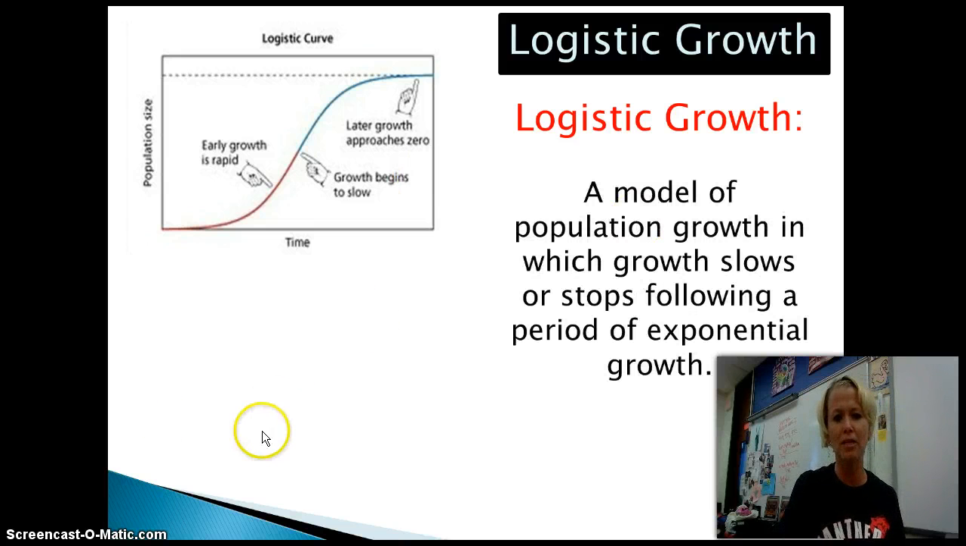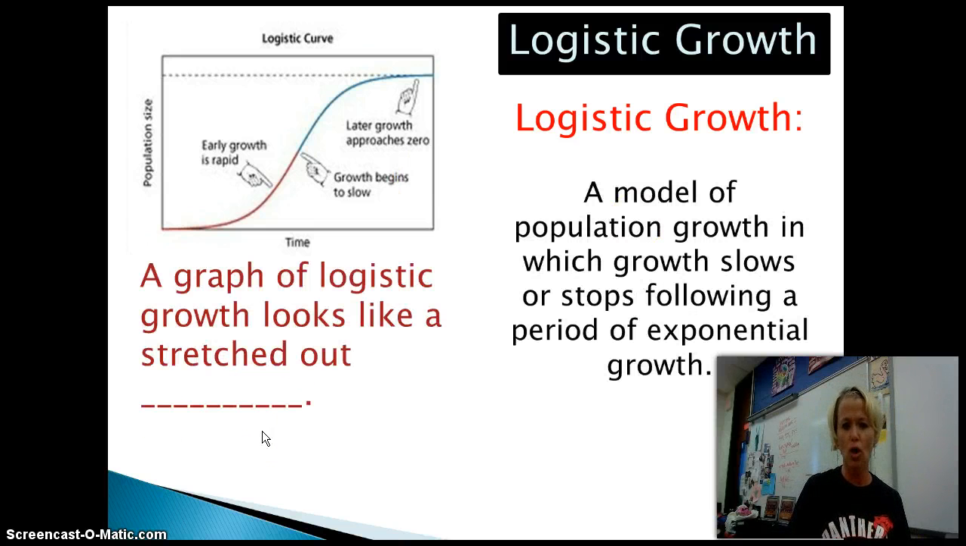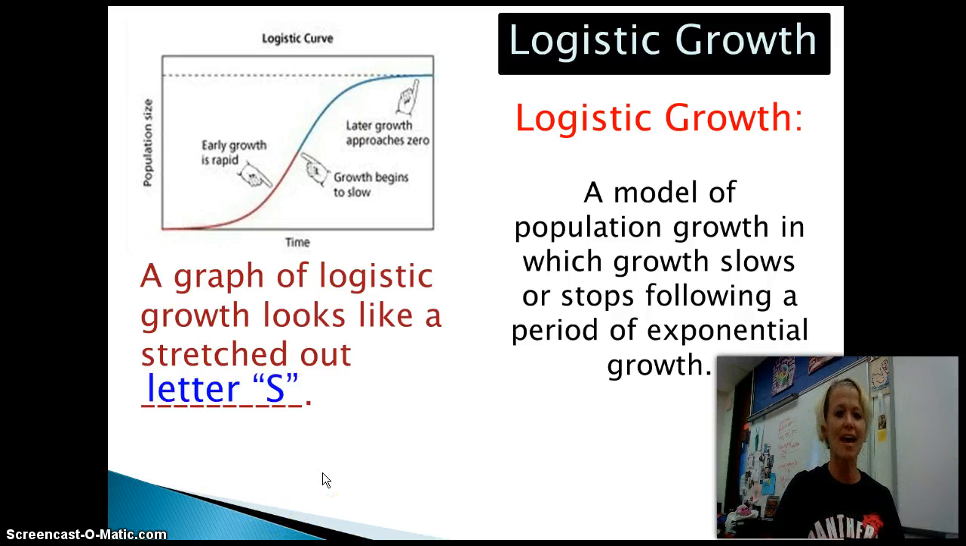So it's a model of population growth that shows where growth slows or stops following. So you have that period of exponential growth first, and then it slows or stops. And in this case, instead of looking like a J, it kind of starts to look a little more, not exactly, but a little more like an S. So they call this the S curve.